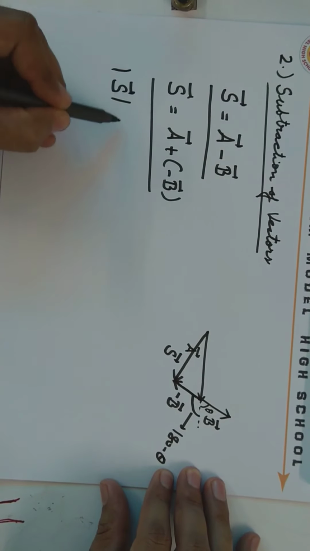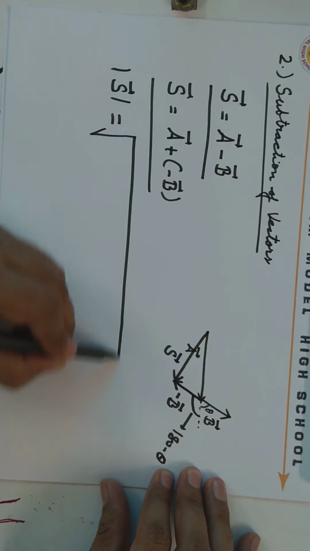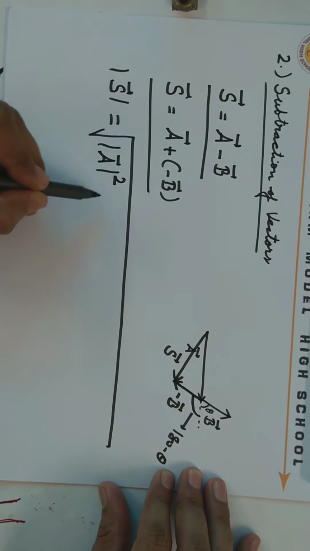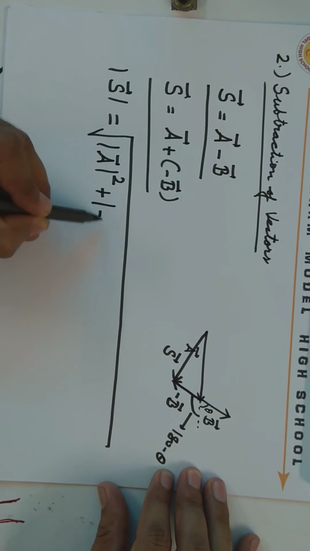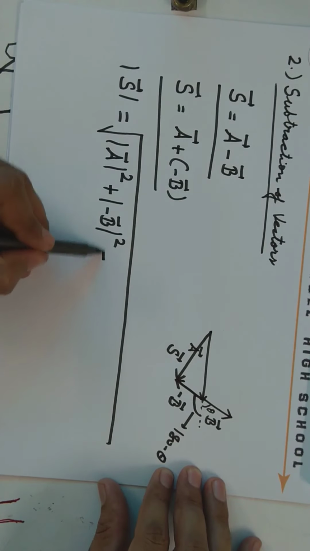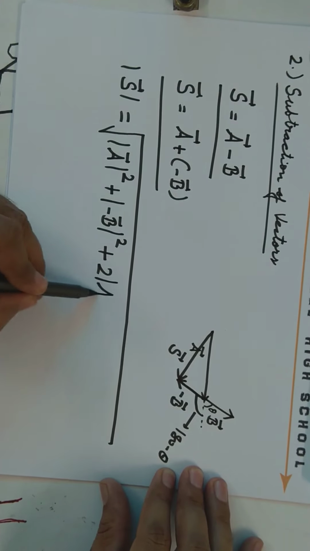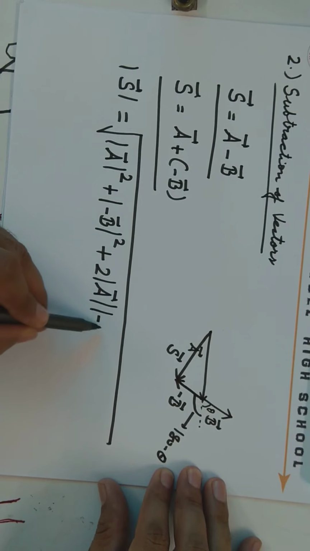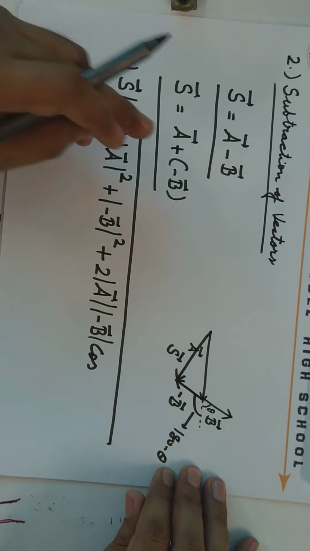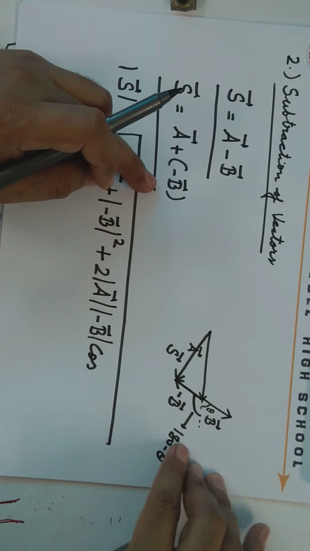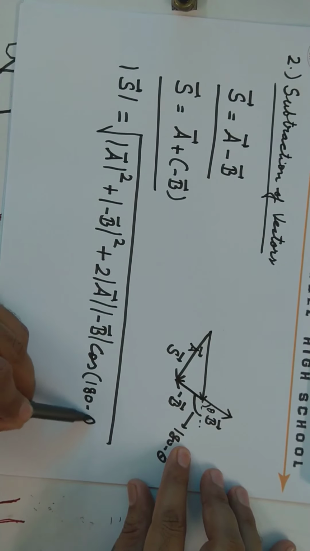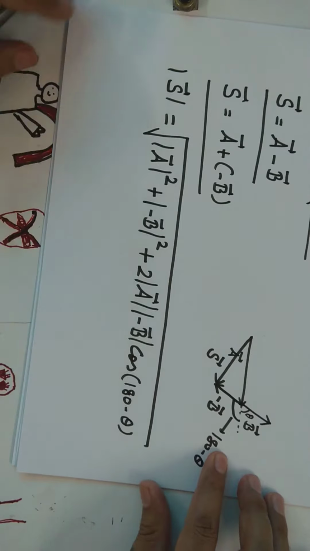So the magnitude of S vector becomes whole under root magnitude of A vector square plus magnitude of minus B vector square plus 2 magnitude of A vector, magnitude of minus B vector into cos of the angle. What is the angle between vector A and minus B? This is 180 minus theta. Mind it, 180 minus theta.